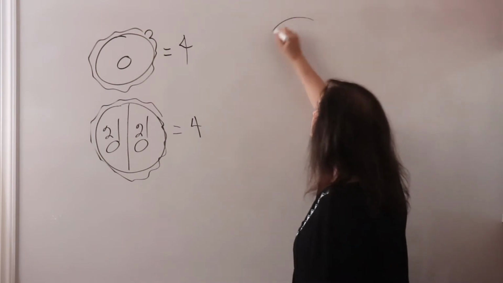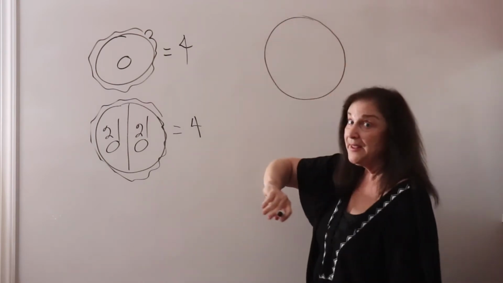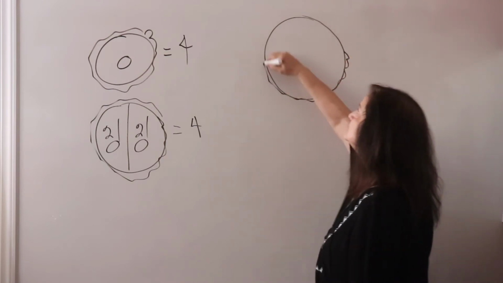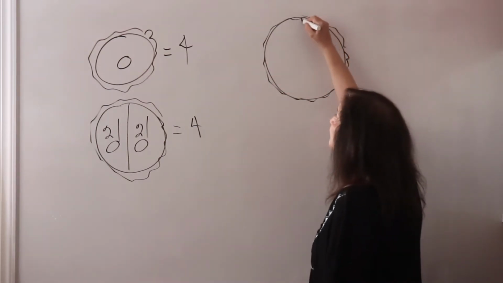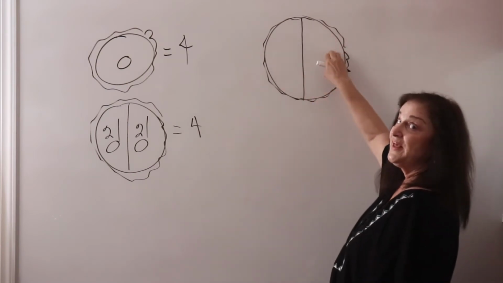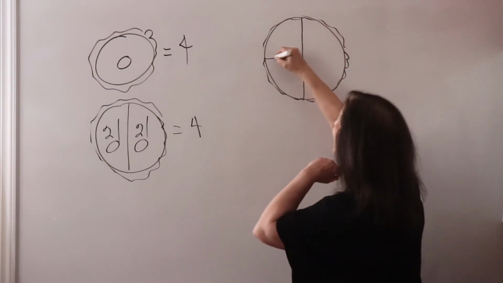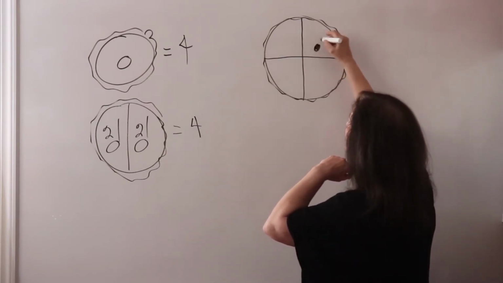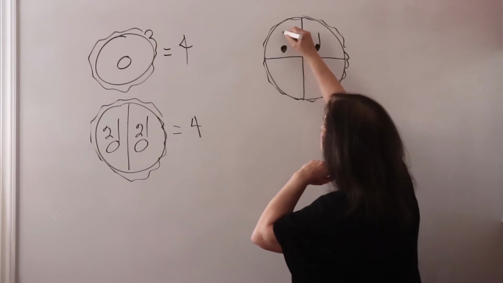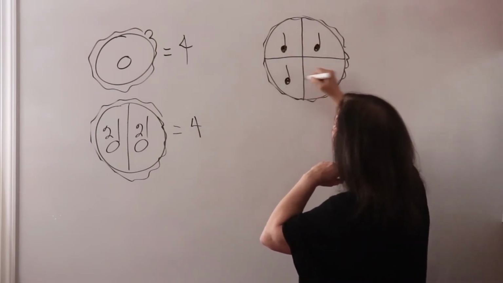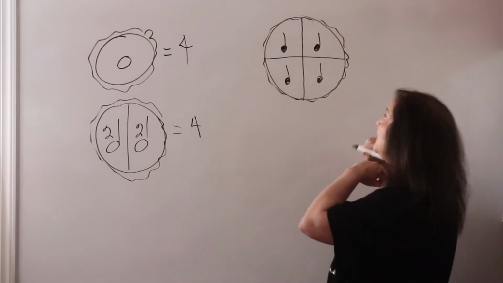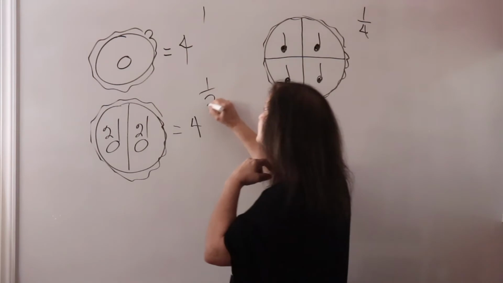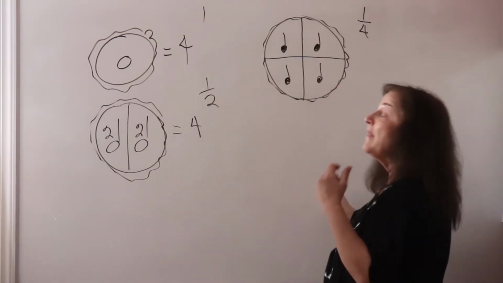Now, my whole pie, blueberry, I'm going to cut in half. We know that that's 2 and that's 2. So if I cut those in half again, each one of these is going to be a quarter note, a quarter of a pie, a fourth of a pie. This is a whole, this is a half. Okay?